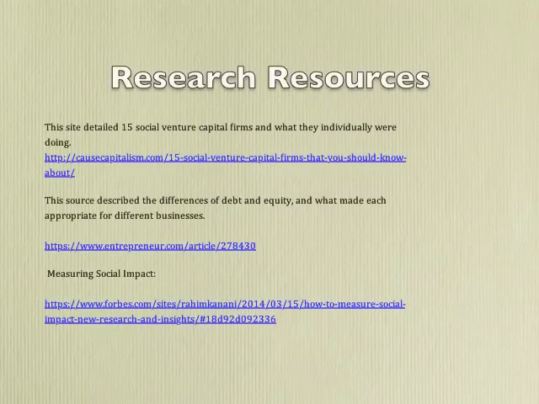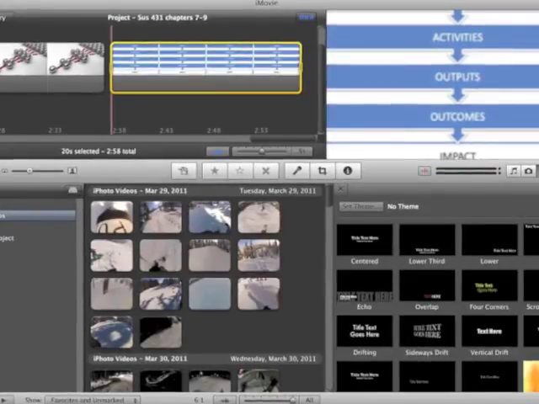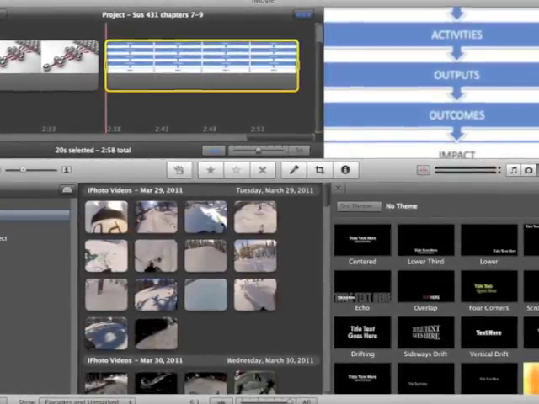The first research resource I used was capitalism.com. It listed 15 venture capital firms and what they're individually doing. The second source I used was entrepreneur.com, which listed and described the differences of debt and equity, and also which funding source was right for certain ventures. The third source I used was an article on Forbes describing how to measure social impact in the emerging market this is. The production resources I used for my video were iMovie on my MacBook Pro.